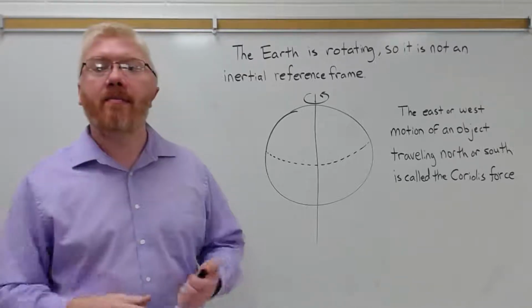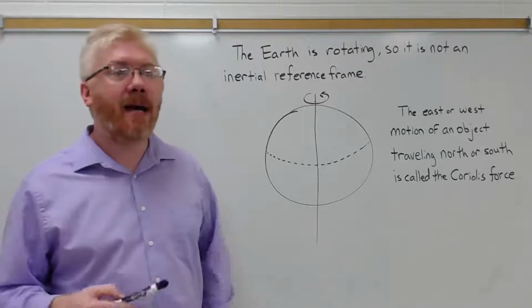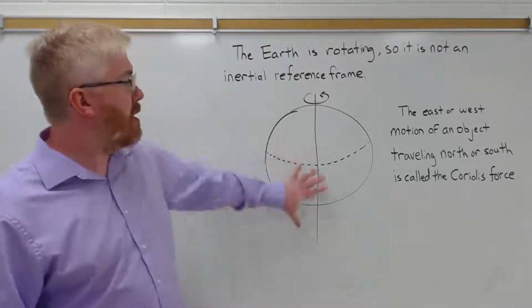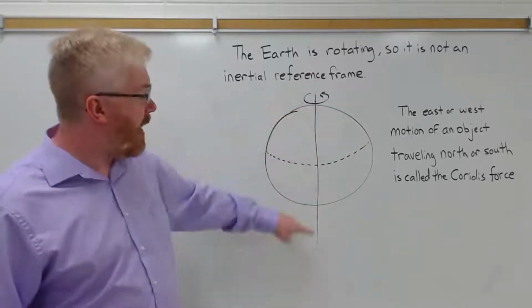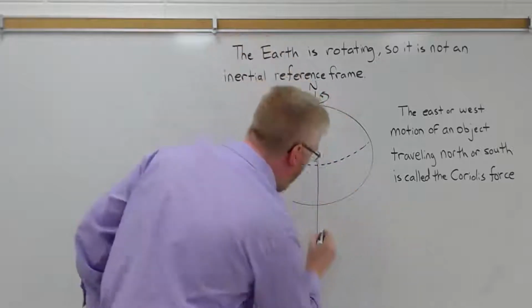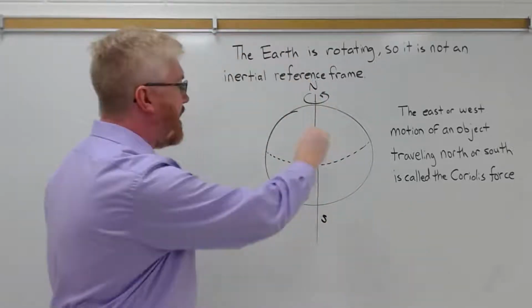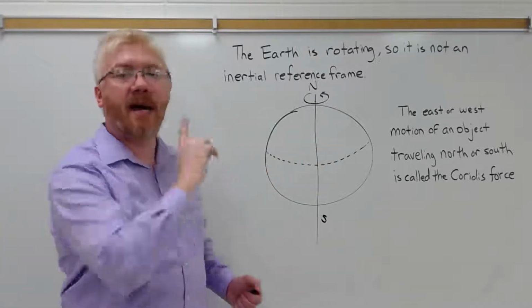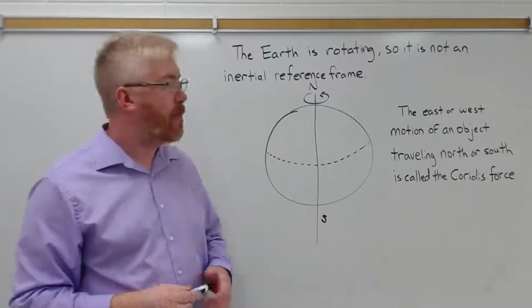But let's look at the large scale. What do I mean by the Earth is rotating? This is not an inertial reference frame. Well, here's an example of the Earth. So we have the axis of the Earth, the North Pole on top, the South Pole below, and I have the dotted line representing the Earth's equator. The Earth rotates on its axis once every 24 hours.